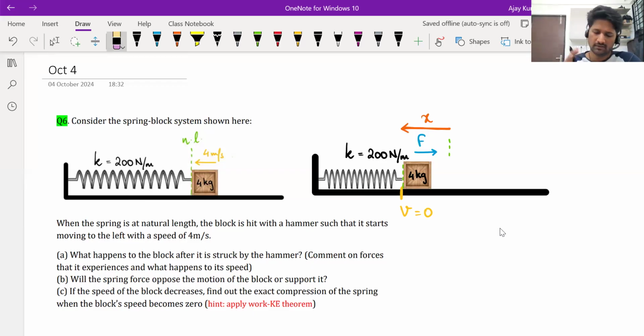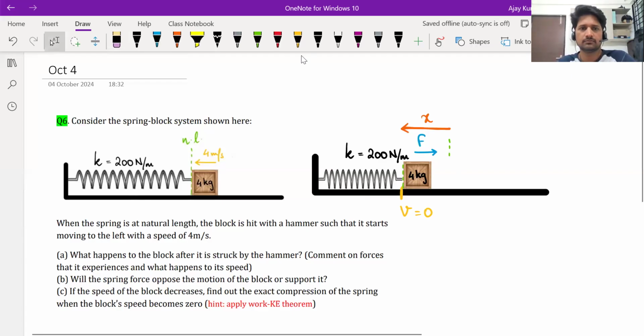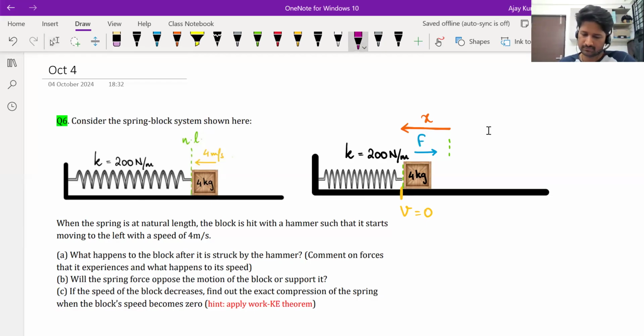One of you tell me, as the block moves to the left, what all forces act on the block? Spring force. Is that the only force acting? I'm just asking which forces act on the block. Weight and normal. Weight and normal also will be acting. Okay. Surface is smooth. So weight will act, normal force will act, and spring force will act.